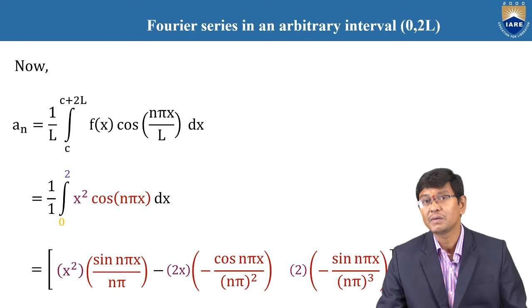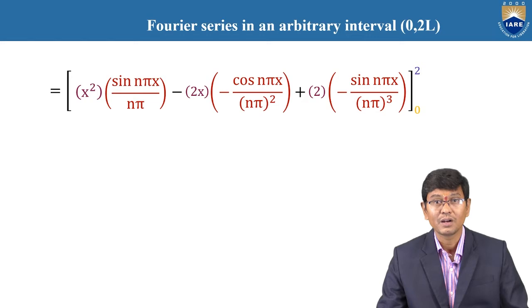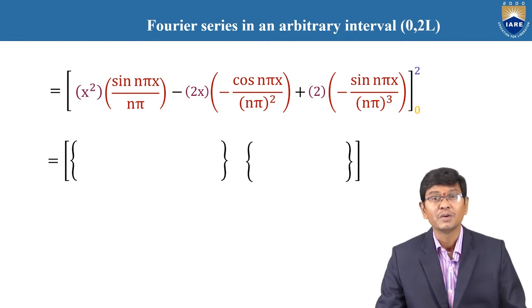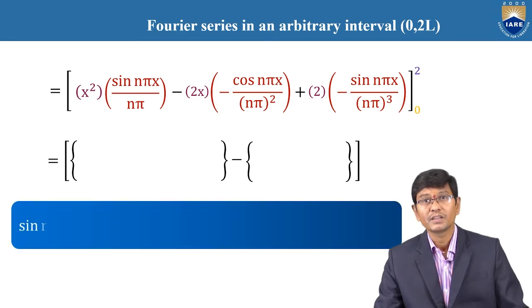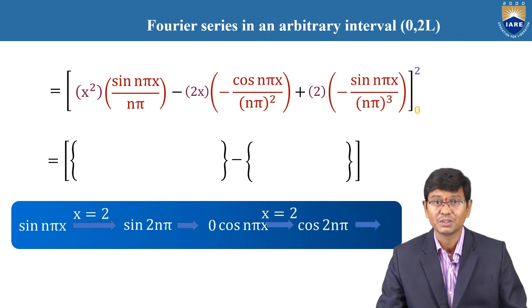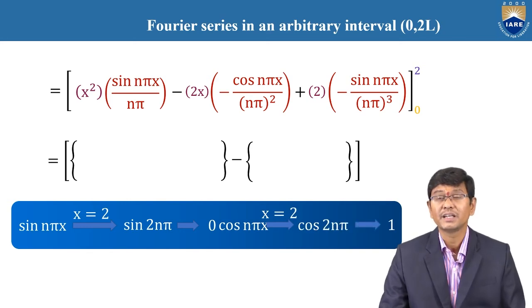Now after the integration by parts, we need to replace the upper limit and also the lower limit. The upper limit is 2 and the lower limit is 0. While replacing x equal to 2, clearly we know that sin n pi x becomes sin 2 n pi, which is equal to 0. Similarly, cos n pi x at x equal to 2 becomes cos 2 n pi, which for all values is equal to 1 only.